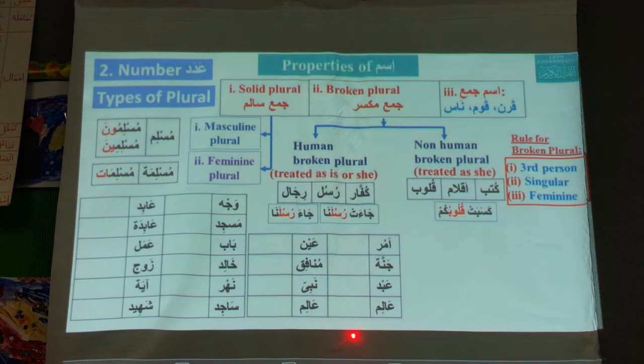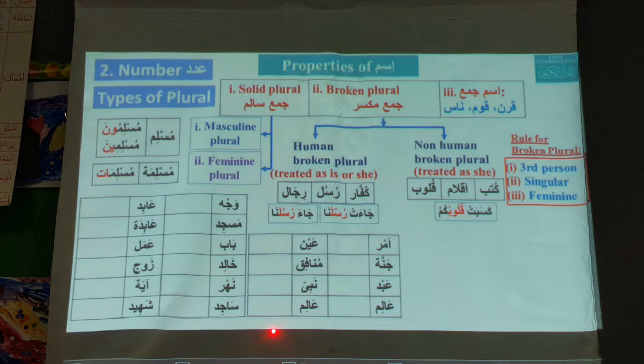Alim. Brother Tariq. Alim, alimun, alimin. So this one is a solid plural. It also has a broken plural. Ulama, the ones who know. Like kafir, kafirun, kafirin, it has a broken plural, kuffar. Similarly alim, alimun, alimin is a regular solid plural and also has a broken plural, ulama.